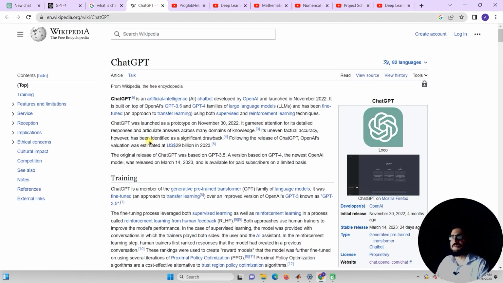If we look at Wikipedia, it says ChatGPT is an artificial intelligence chatbot developed by OpenAI. It's an artificial intelligence model used to predict text, in very generic form, and launched in November 2022. It's built on top of OpenAI's GPT-3.5 and GPT-4 families of large language models. So it's a large language model.